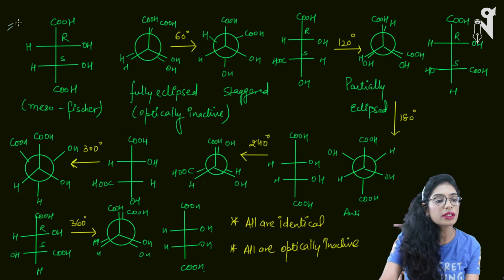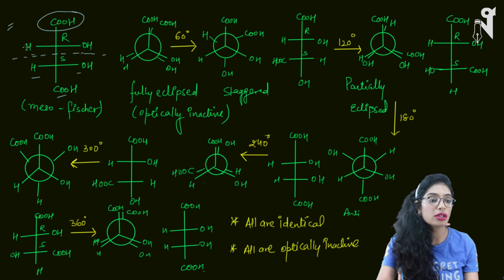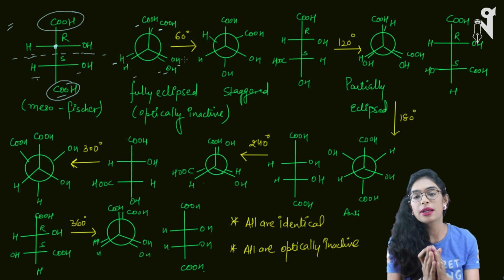Okay, so I have taken this compound: COOH, H OH, H OH and COOH. This is my meso Fischer. Look at it, this is a meso compound. It has a plane of symmetry. If I draw its Newman projection, this is my front carbon. The placements are COOH, H and OH. On the back carbon again, COOH right here, H on the left and OH on the right. I have written it in exactly the same manner.